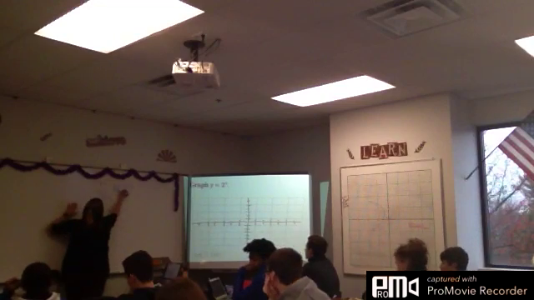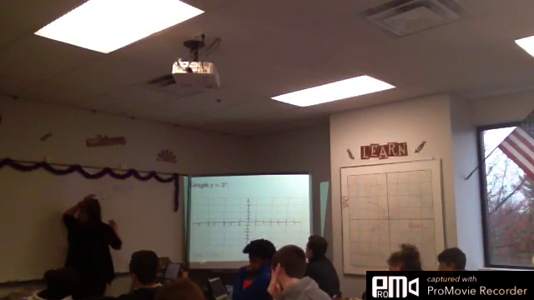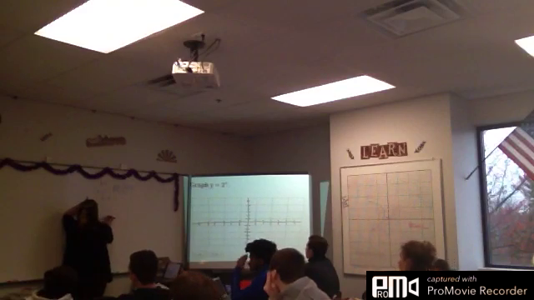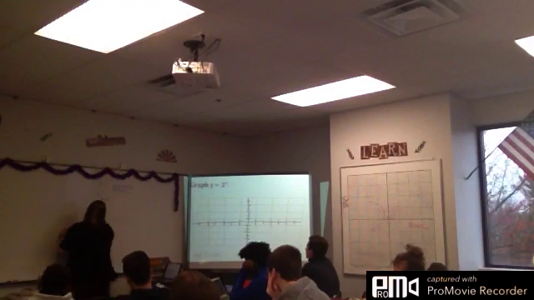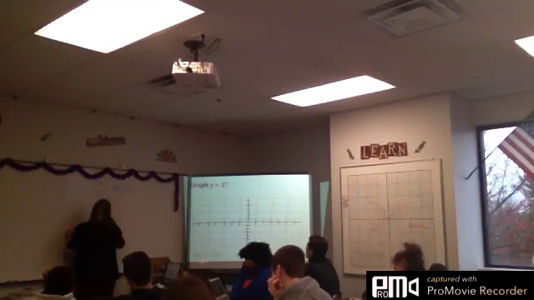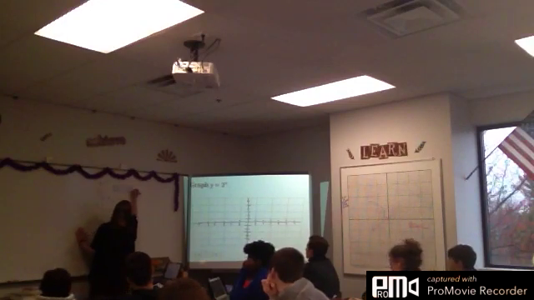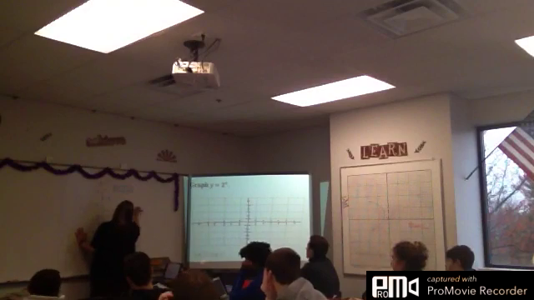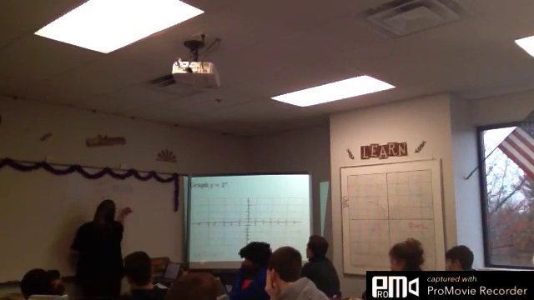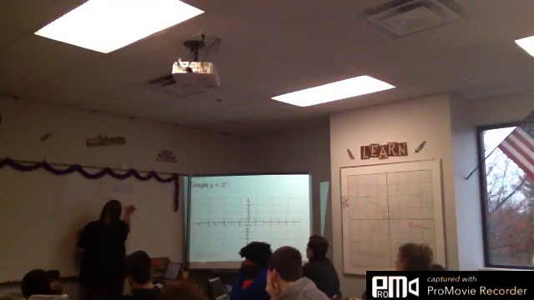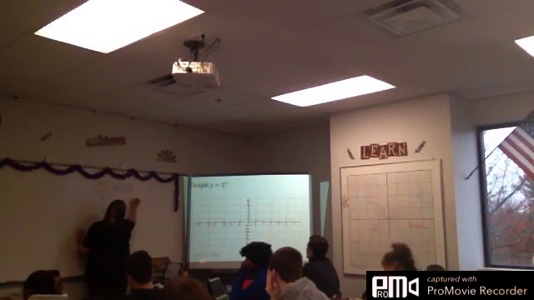Guys, focus. Then you have y equals 2 to the 0. Anything to the 0 is 1. Good. Then you have y equals 2 to the first, which is 2. And then y equals 2 squared, which is 4. And you would graph that. So we would come over here, and I'm going to graph (-2, 1/4), (-1, 1/2), (0, 1), (1, 2), and (2, 4).